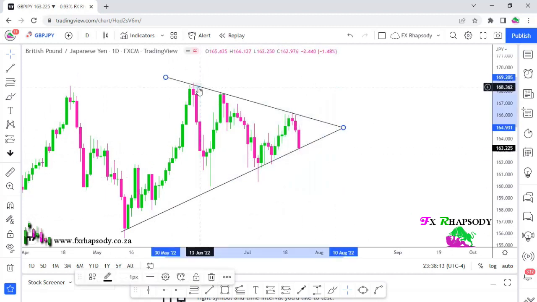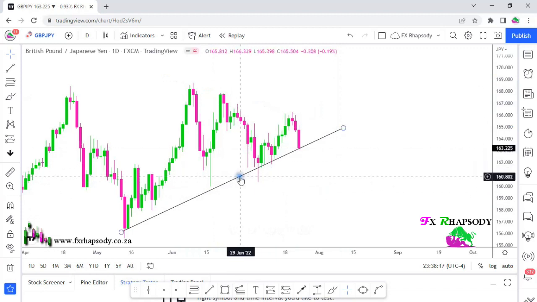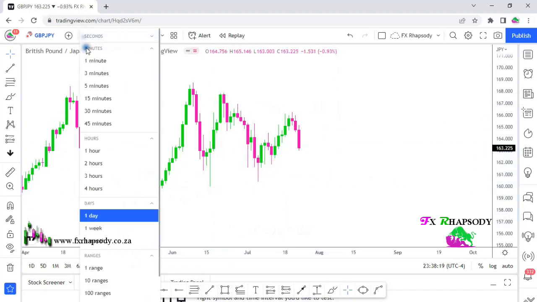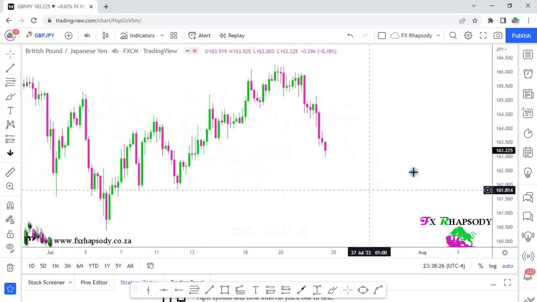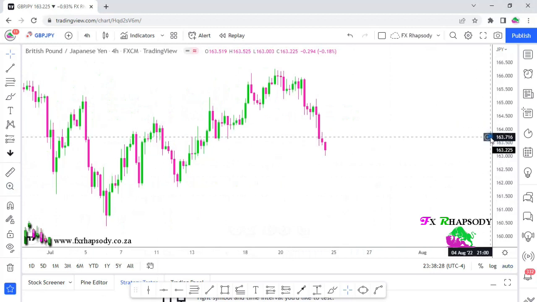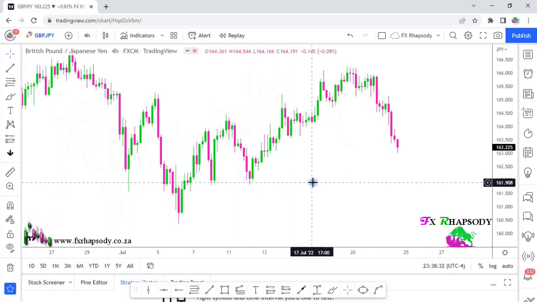So let's have a look at where price is going to start breaking out, and then we're going to follow price and again react to what it's doing. Looking down to the 4-hour time frame, it's going to show you some nice little entries that could have been taken, that were on the table for the British pound Japanese yen.